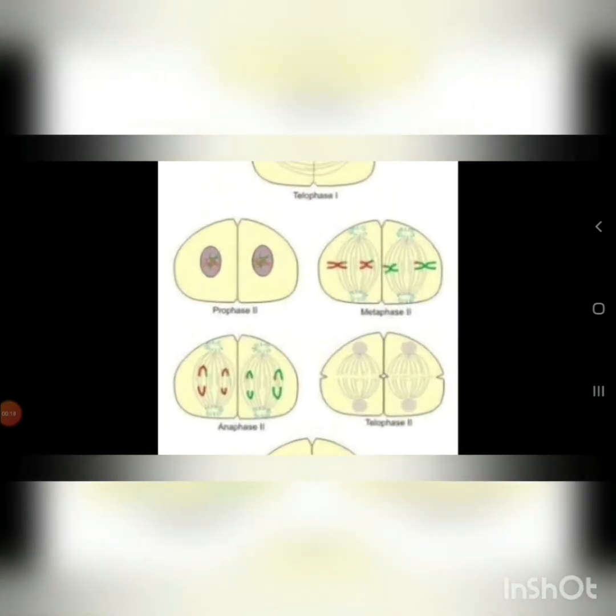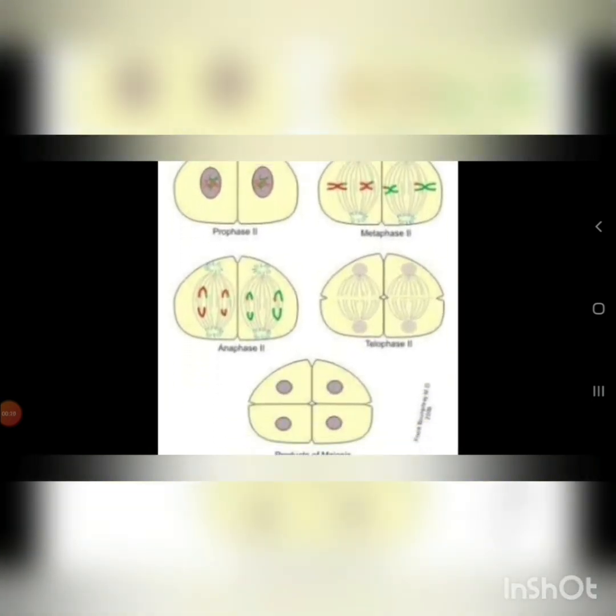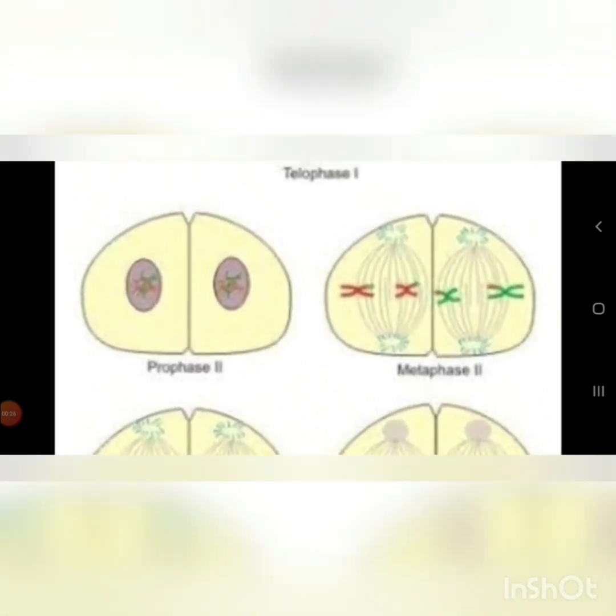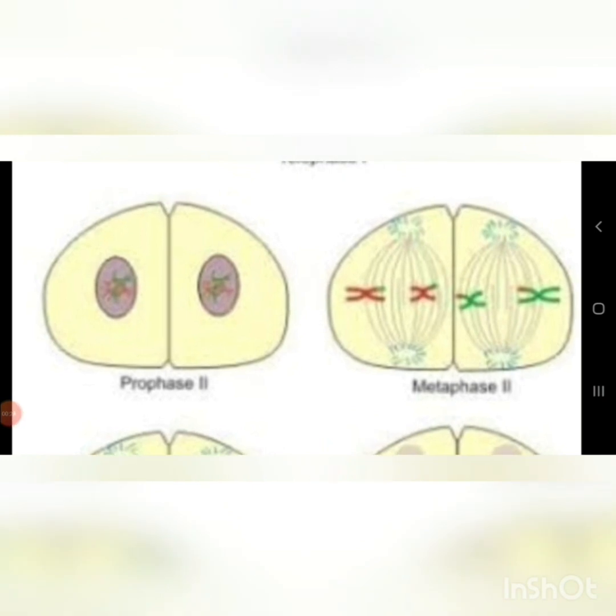They will undergo 5 stages: prophase, metaphase, anaphase, telophase and cytokinesis. Now we will see the prophase 2. Centrioles divide into 2 and they will move towards the opposite poles. The spindle fibers appear. Nucleus and nuclear membrane disappear.